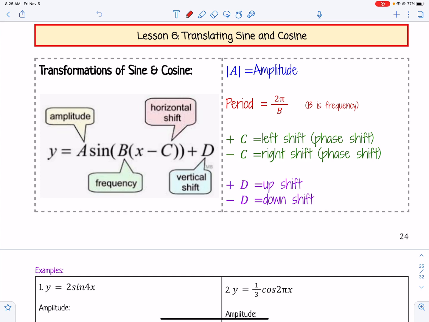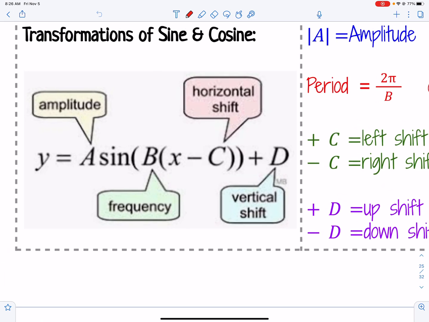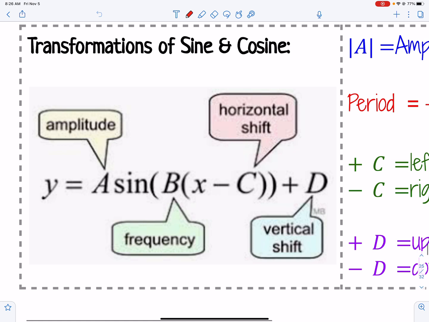In this video, let's take a look at translating sine and cosine. So transformations of sine and cosine are very much related to the transformations we've already learned about in Math 3. So we have the amplitude out front, that's our A value. In other units, we've called that the vertical stretch or compression, and it really works the same way with sine and cosine. We just call that amplitude.